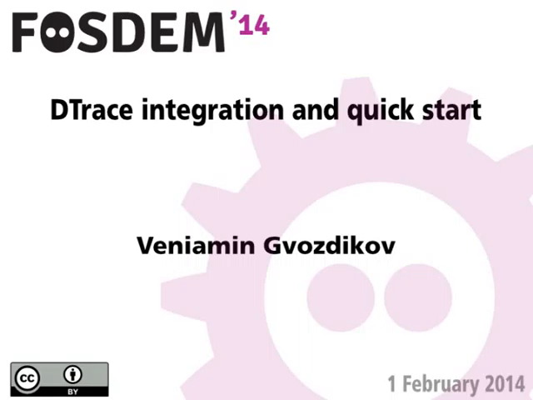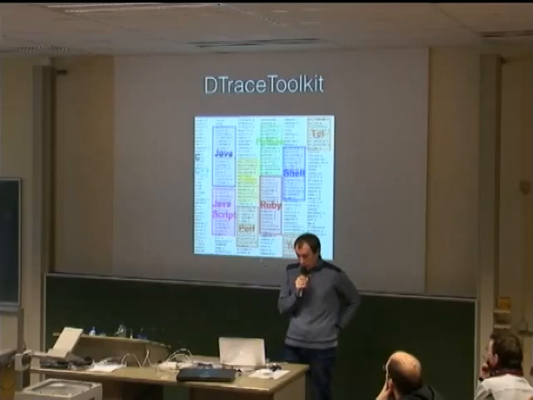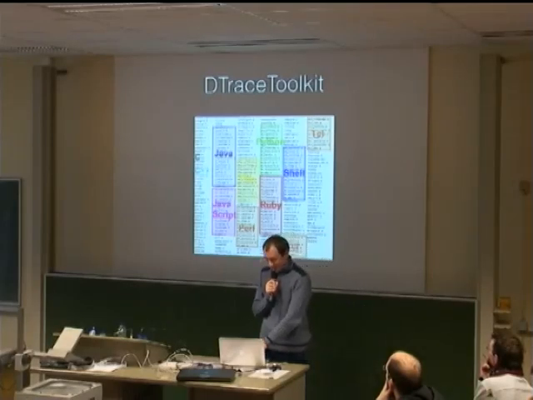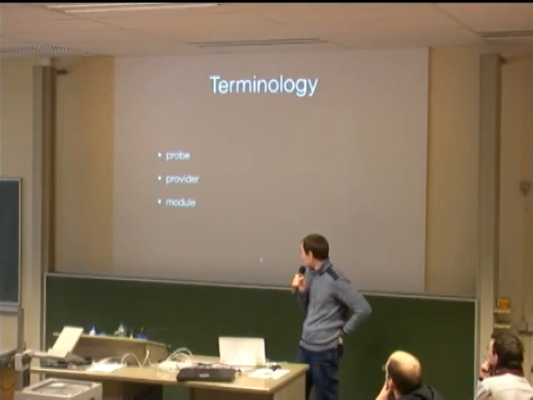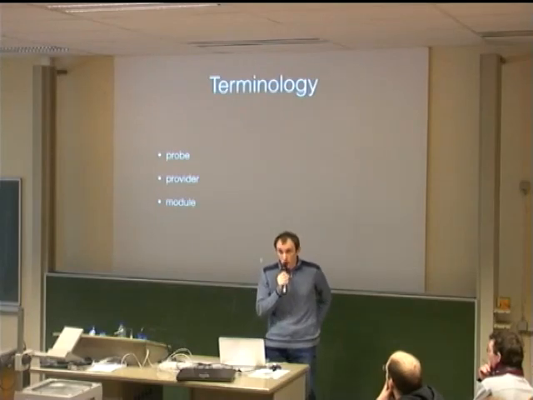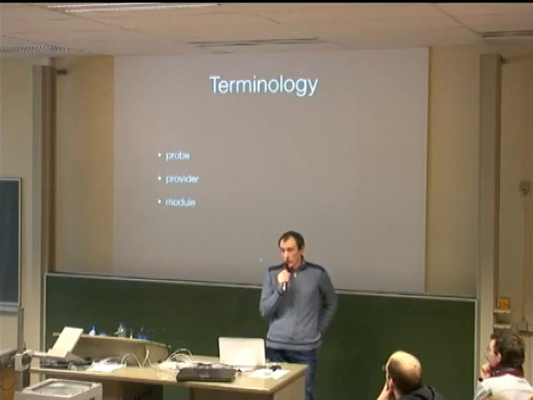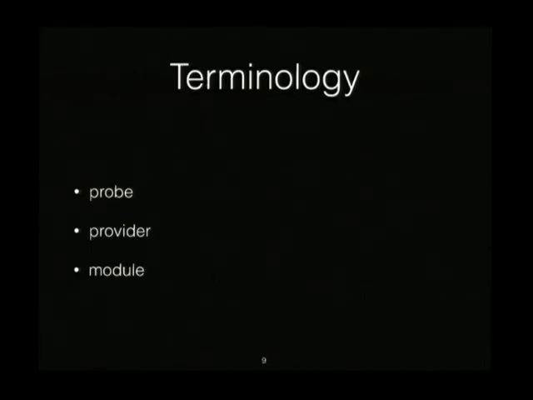If you want to write a script, you can see many different scripts in this toolkit. In fact, terminology. DTrace has a terminology with probe, provider, and module. A probe is a shortcut inside your code, and you will trace that. It's written in functions. A provider is a logical object which contains many different probes. A module is the name of an application or kernel.